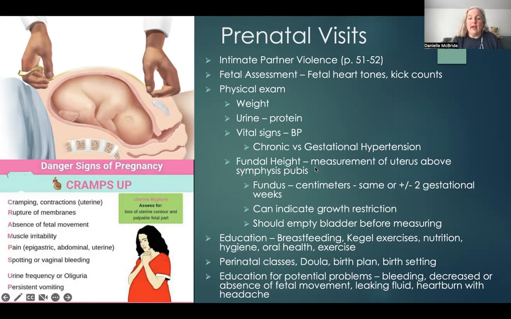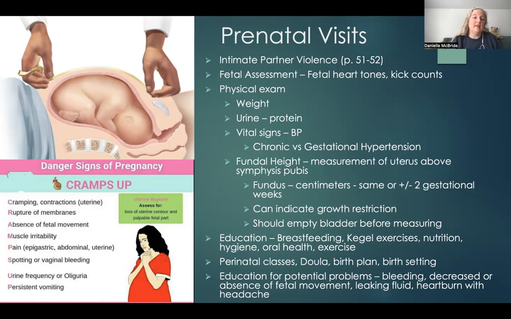We're measuring fundal height. And so the fundal height, we usually start measuring this after 20 weeks gestation. And we put the tape measure in centimeters at the symphysis pubis, and we measure to the fundus, the top of the uterus. And the number of centimeters that we measure should be pretty close to the gestational age, plus or minus 2. All right, we're not usually measuring this before then.